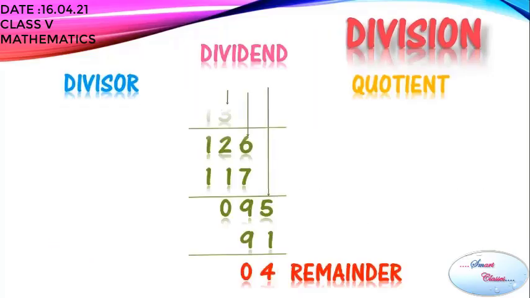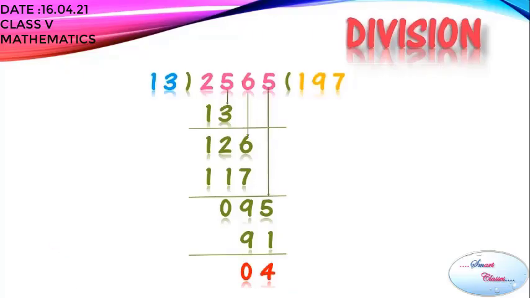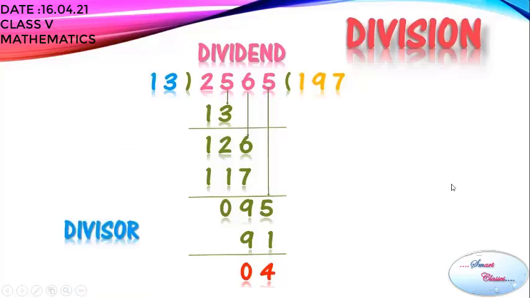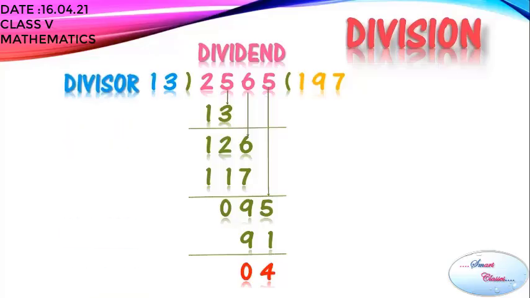Now, let's try to learn all the terms in division. Whenever we are dividing any number, suppose we are dividing 2565 by 13, the number which we are dividing is called the dividend. We are dividing 2565. This is the dividend. And we are dividing this number by 13. The number by which we are dividing any number is called the divisor. Here 13 is the divisor.